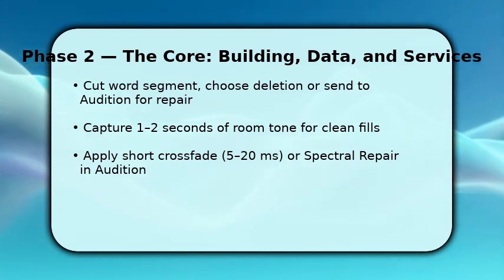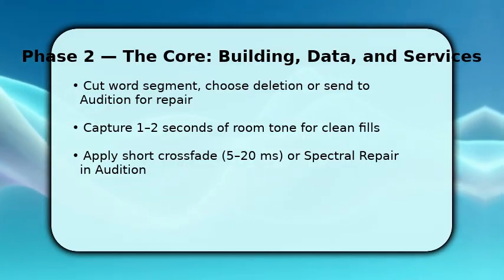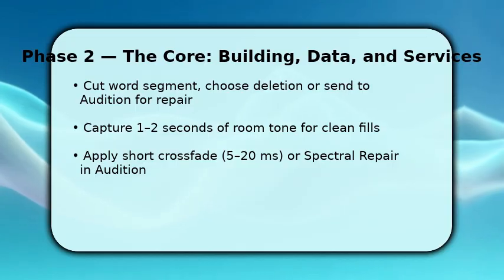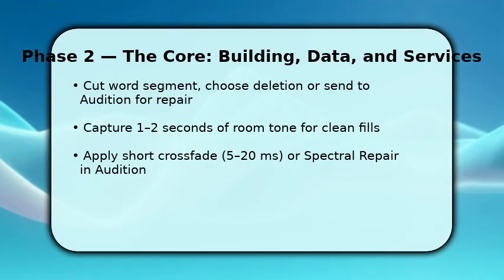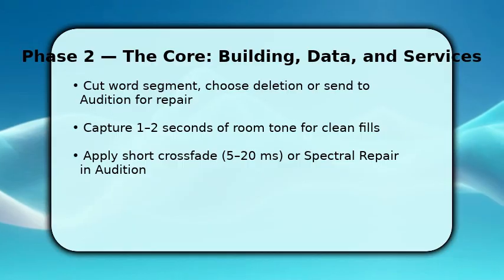Delete and replace with room tone or repair using Adobe Audition. If deleting, capture a clean 1-2 second room tone from elsewhere, then paste it into the gap and trim to fit. Make sure to add short crossfades, 5 to 20 milliseconds, so breaths and consonants blend.